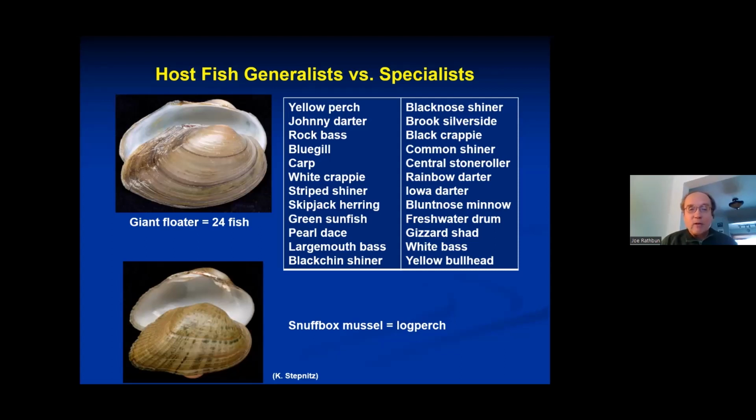And it is not a coincidence that the most common species around the state and the country and the world tend to be the ones that are host fish generalists. They can reproduce quite readily with a variety of fish. The host fish specialists are often pretty rare. As I said earlier, the snuffbox is federally endangered.